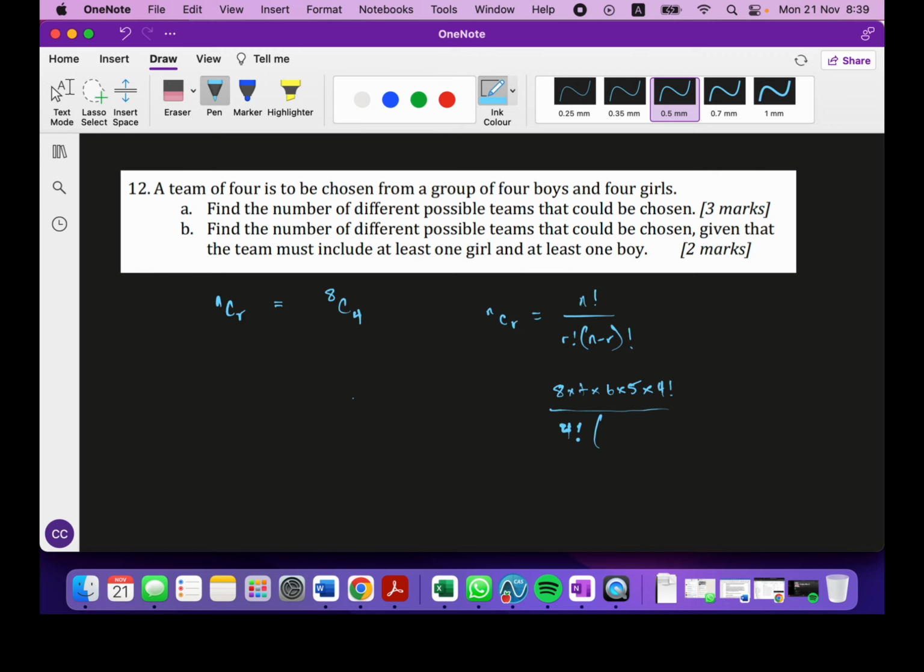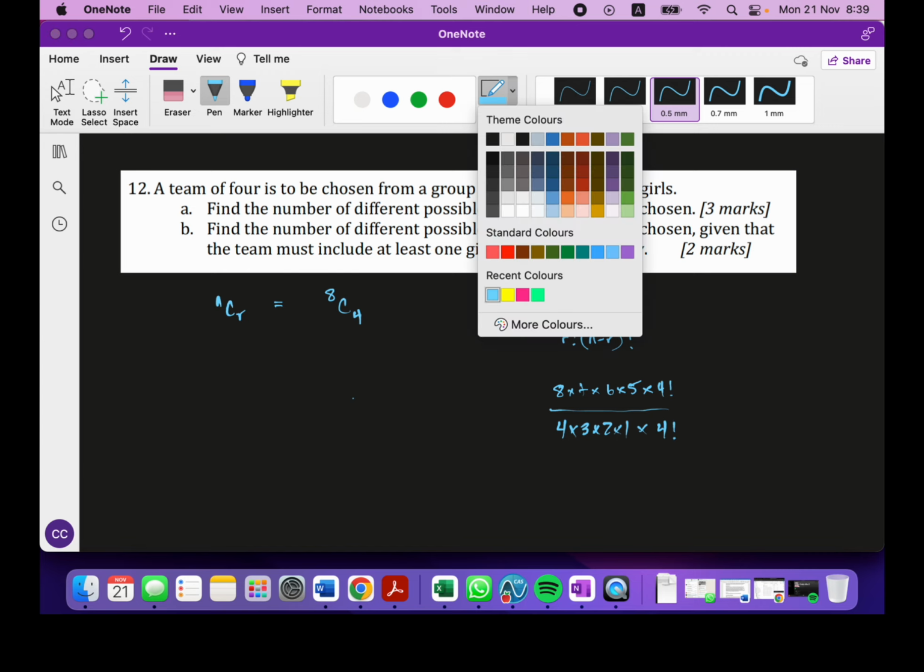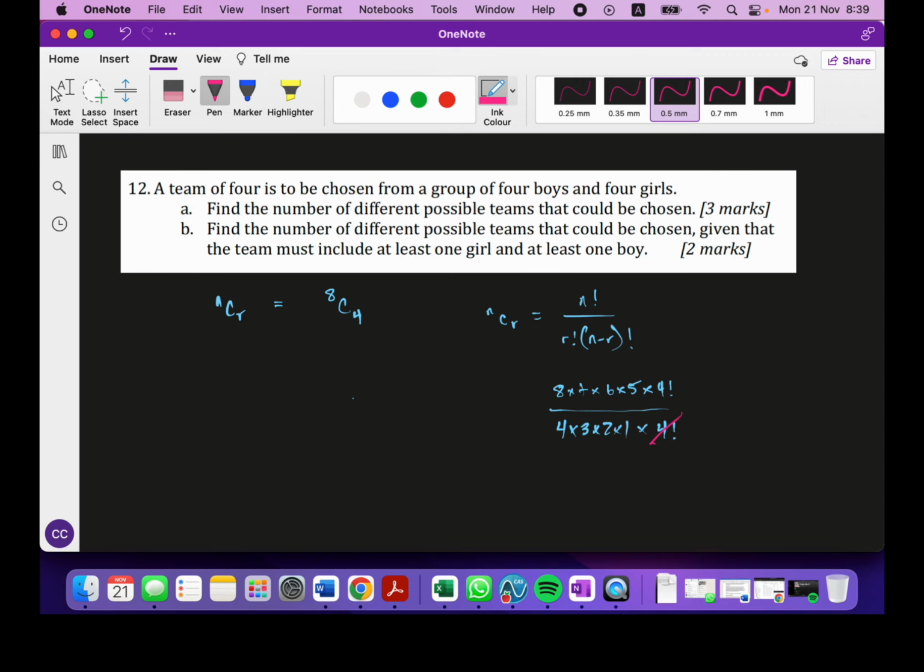It just makes sense to leave it as that. So I'm going to rewrite the denominator as 4 times 3 times 2 times 1 times 4 factorial. Again, I'm doing that just because I know that these will cancel. And then it's just a matter of seeing what else I can cancel.